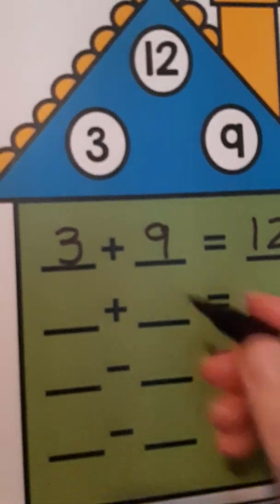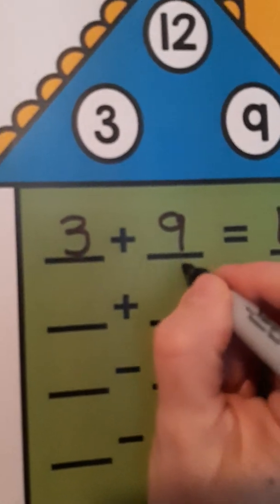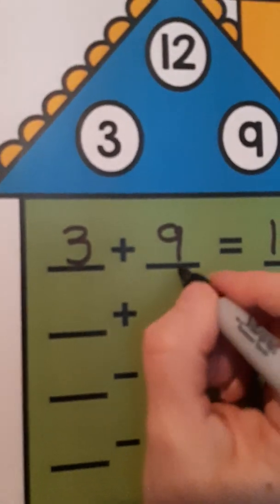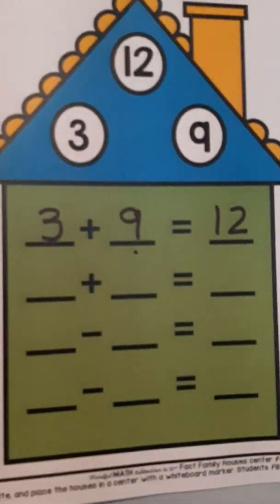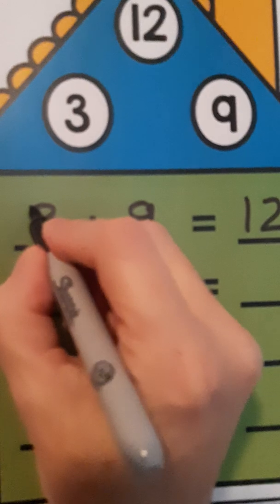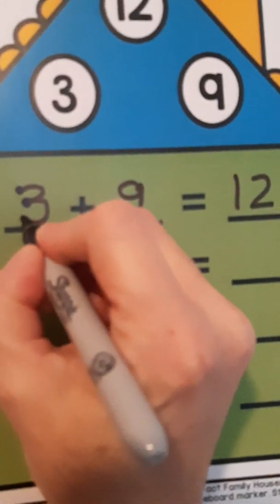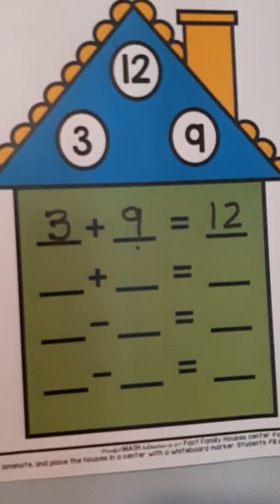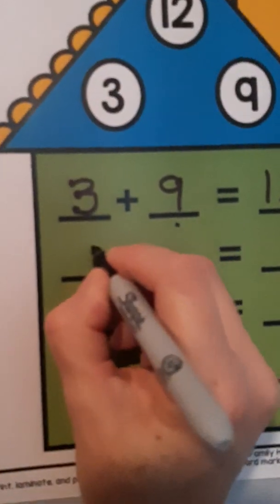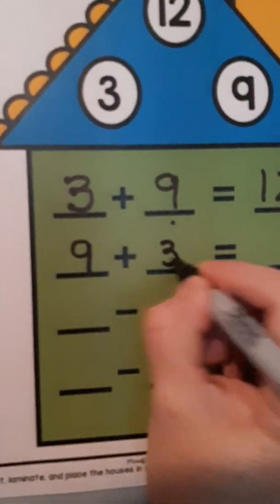Does it really? Well, I know an easy way to check this. I'm going to use my touch math. That's a good strategy. So I'm going to tap 9 because it's the bigger number. Put it in my head, 9. And then use my touch math on 3. 9, 10, 11, 12. Aha, it does equal 12. Now I'm going to flip-flop the parts. 9 plus 3 equals 12.